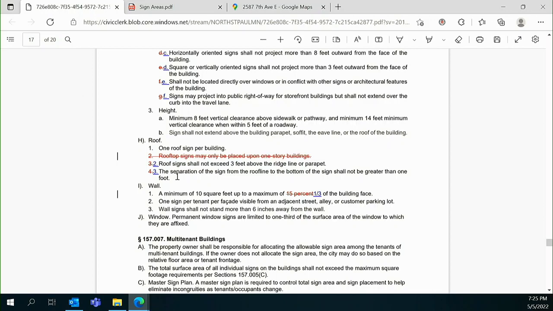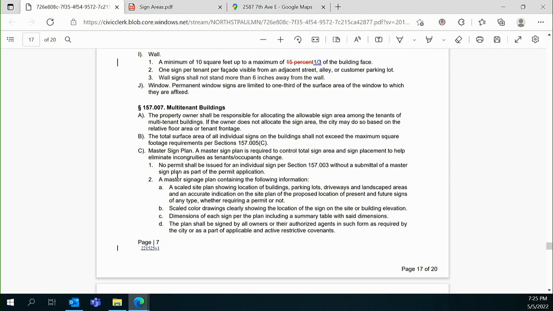Under 157.007 C2, this is just a wording comment. It says a master signage plan shall contain the following information, rather than containing. That's a requirement. A master signage plan shall contain the following, or must contain, however you want to say it. That's good.